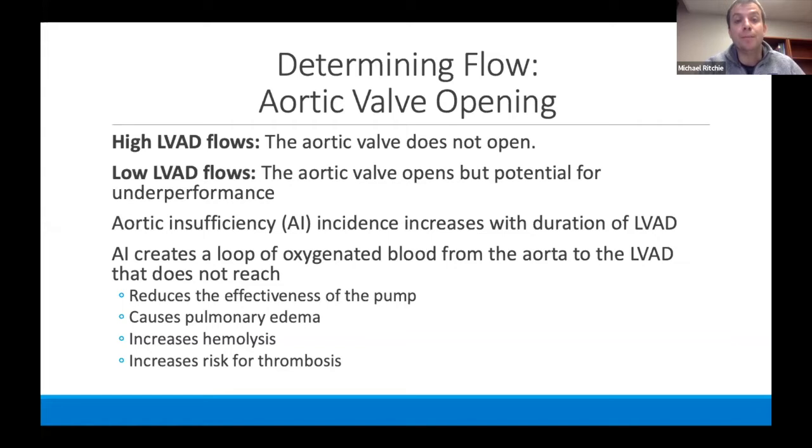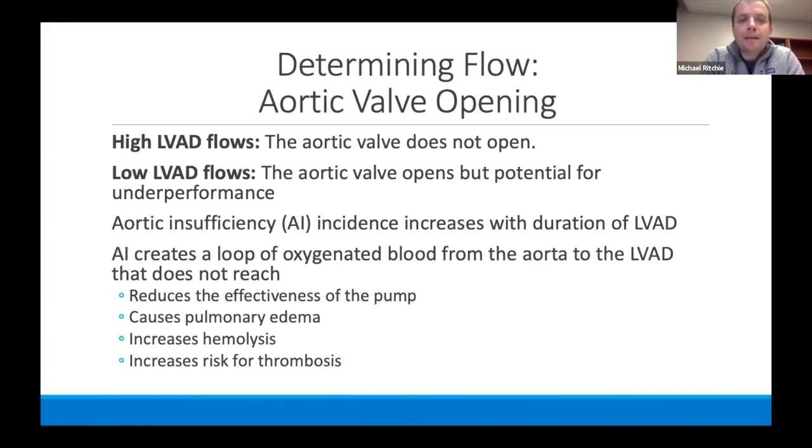And if they do too much, it just won't open at all. It can actually just completely close shut and calcify, versus if it's too low, you can be under supported. So what they often do is they'll titrate the flow so that the aortic valve opens at least every third beat. But oftentimes it will open every beat depending on the patient.